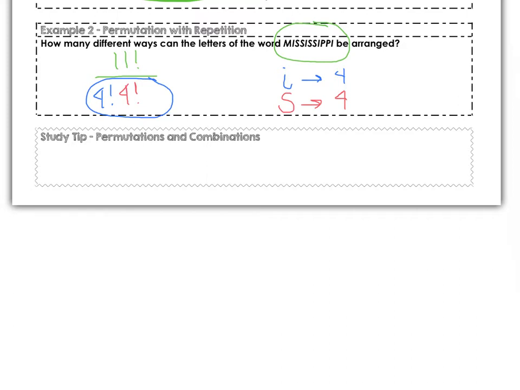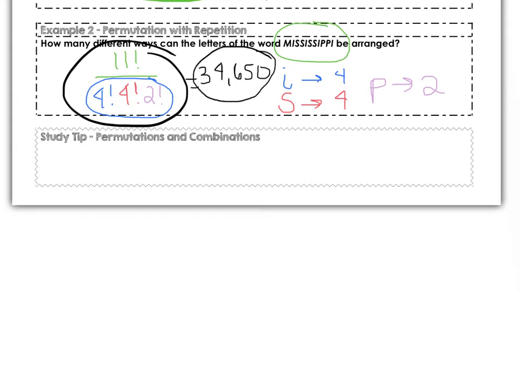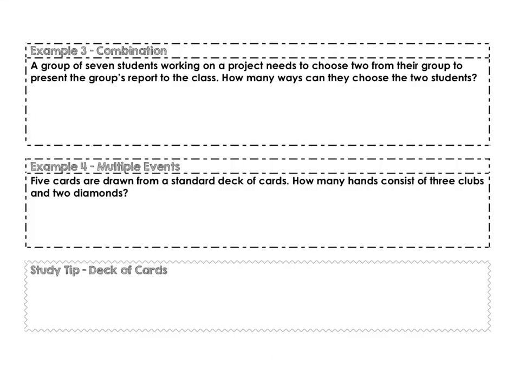And then the last one to repeat himself is the letter P. Now P repeats himself twice, so I have to divide this by 2 factorial. This whole expression here, 11 factorial divided by 4 factorial times 4 factorial times 2 factorial, gets you approximately 34,650.